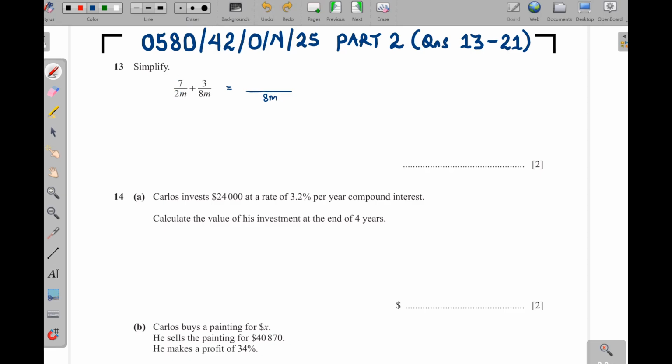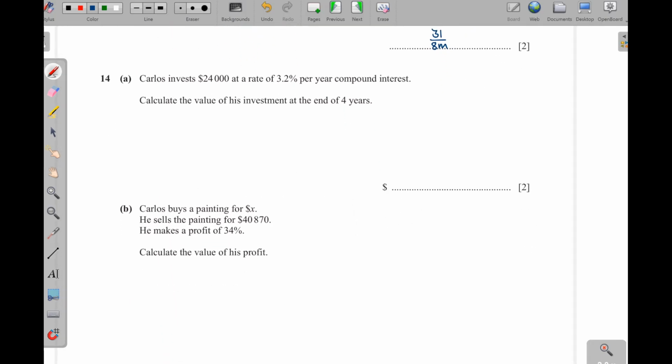Then 4 times 7. Then 8m divided by 8m, you get 1. Then times 3. That will be a 3. So plus 3. Then times a 1. Then this is 28, not so? Plus 3. Don't you get 31 out of 8m? So that is going to be our answer. 31 out of 8m. Then question 14, part A.